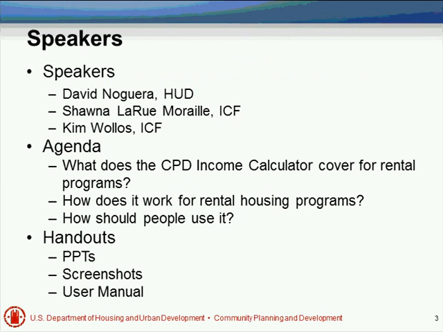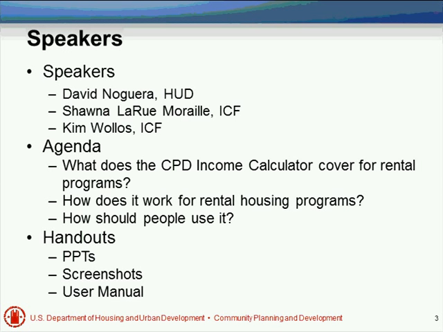Good afternoon or good morning, depending on where you're joining us from, and thank you for being with us today. I'm David Noguera, and I'm the team leader for the Neighborhood Stabilization Program. We are one of the CPD programs that participated in the development of the Income Eligibility Calculator. What you're viewing today is the second half of a two-part webinar series on the calculator. Shauna LaRue from ICF will be walking you through how you would apply the calculator to rental programs. We also have folks on the phone from the HOPWA program as well as the HOME program who will be available to answer questions that are particular to those programs.